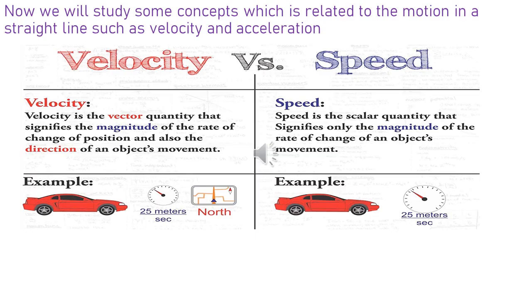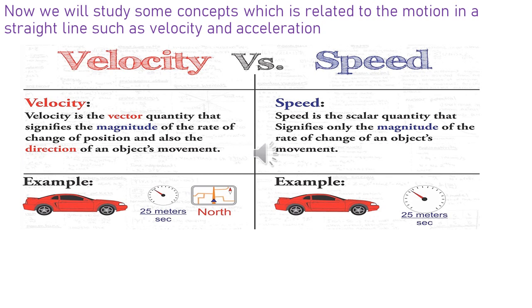Now we will study some concepts related to motion in a straight line, such as velocity and acceleration. First, what is the difference between velocity and speed? As you know from Model 2, velocity is a vector quantity that needs magnitude and direction. Speed is a scalar quantity that only needs magnitude.